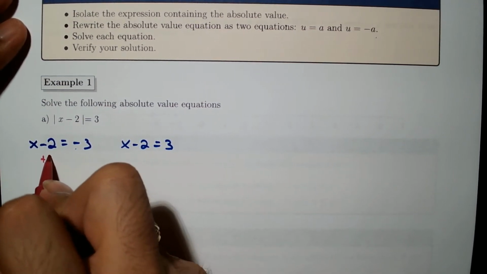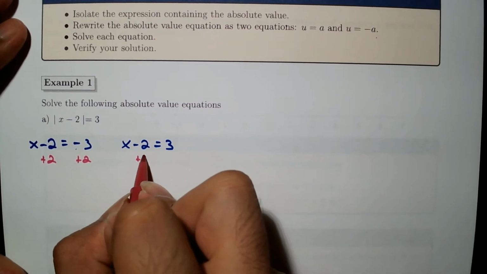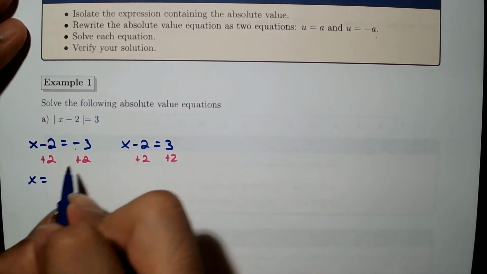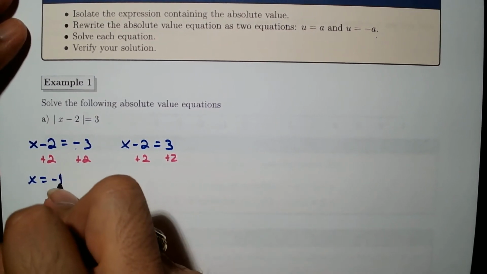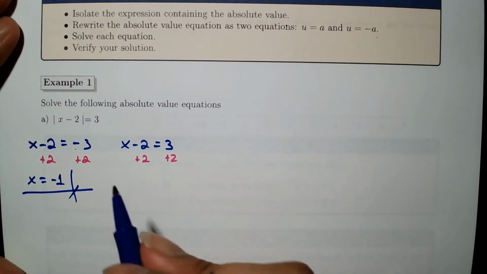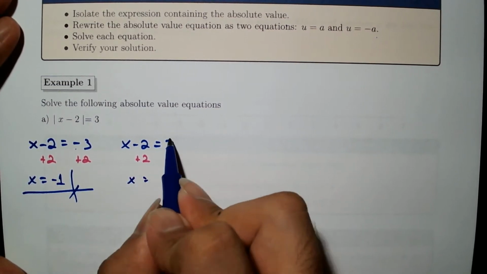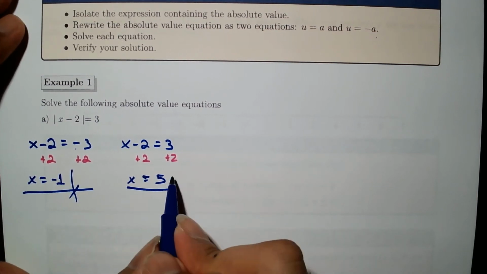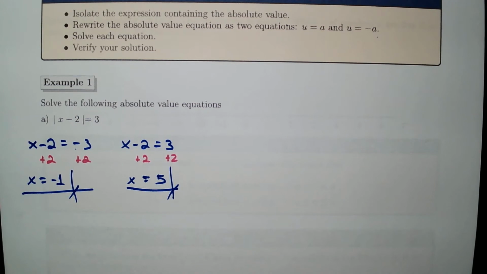Add 2 to both sides. We get x equals negative 3 plus 2, that's negative 1. That's the first solution. And the second solution will be x equals 3 plus 2, which is 5. So we broke this up into two equations, we solved them, and we got two solutions.